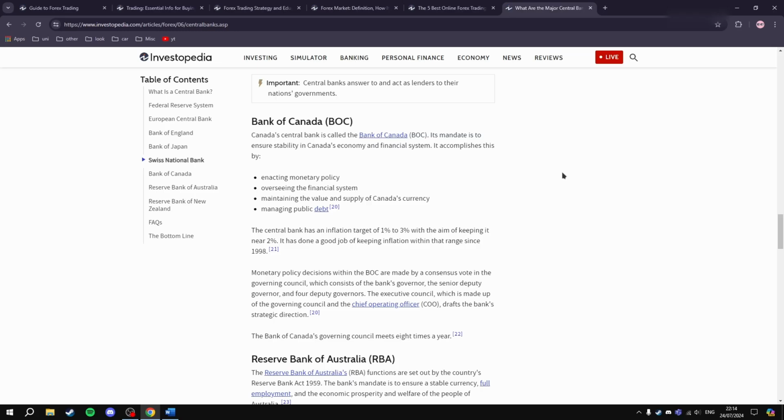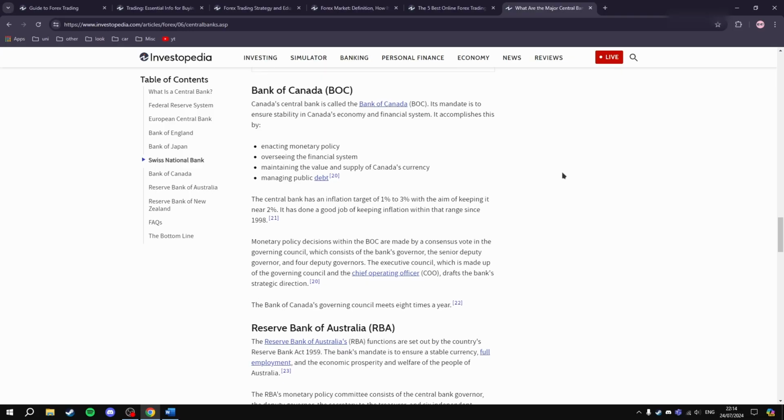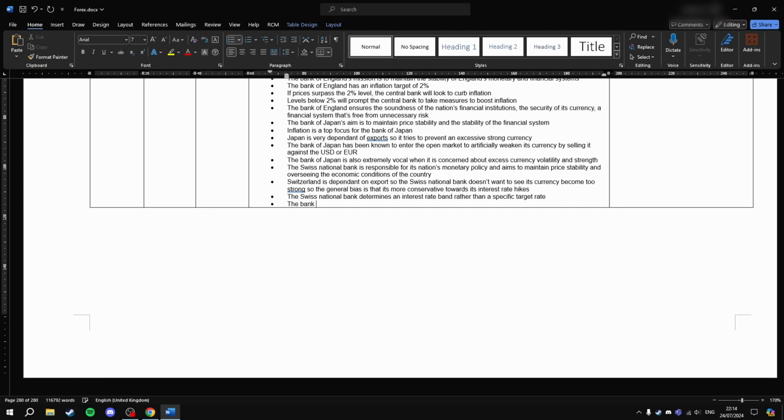Okay, so Bank of Canada. Canada's central bank is called the Bank of Canada. Its mandate is to ensure stability in Canada's economy and financial system. It accomplishes this by enacting monetary policy, overseeing the financial system, maintaining the value and supply of Canada's currency, and managing public debt.